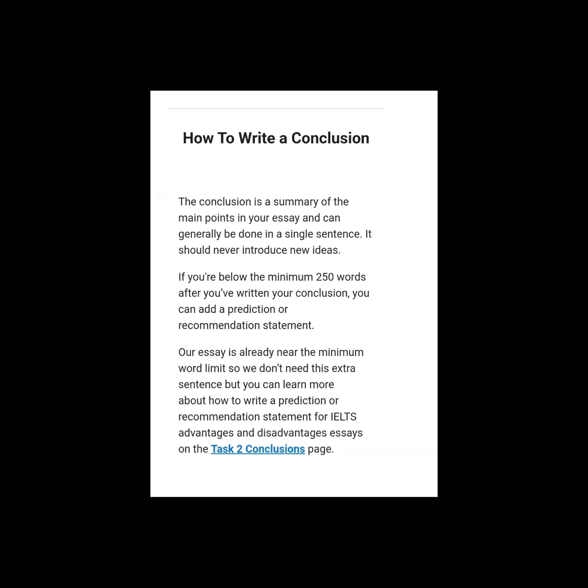Then your conclusion. The conclusion is a summary of the main points in your essay and can generally be done in a single sentence. You should never introduce a new idea. If you are below the minimum 250 words after you've written your conclusion, you can add a prediction or recommendation statement. Our essay is already near the minimum words, so we don't need the extra sentence, but we can learn more about how to write a prediction or recommendation statement for IELTS advantage and disadvantage essays.